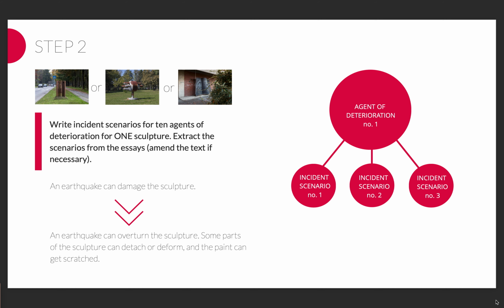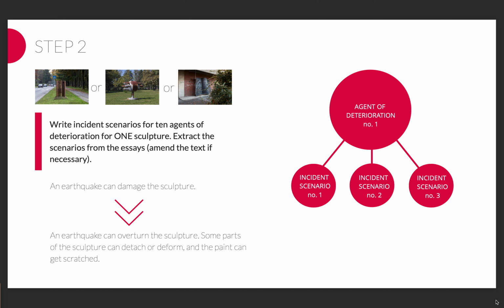So I assigned each student one of the 3 sculptures and they had to write incident scenarios for all 10 agents of deterioration. They had to extract the scenarios from the essays. Now, this was not so easy as the scenario descriptions in the essays were mostly incoherent. So the text had to be amended so that it provided a thorough explanation of the sequence of events and how the resulting damage is manifested.